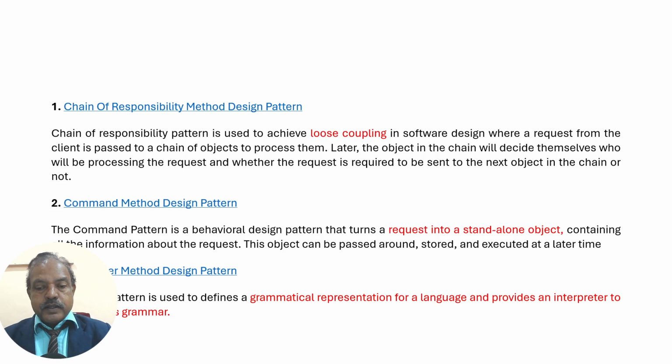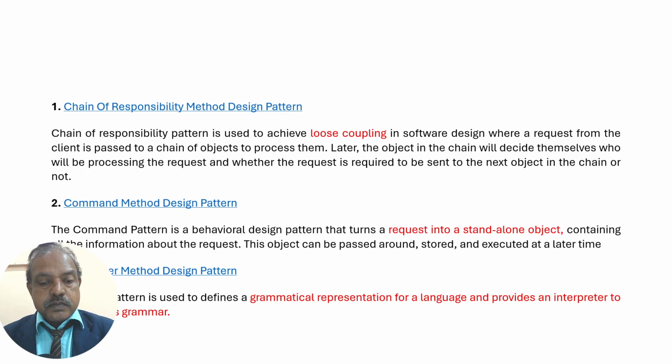So, for example, I particularly say this person has to do this work, that is tight coupling. But if I say some of the students in the class can do it, it is loose coupling. I'm not directly depending on a particular person, but I'm telling that somebody can come and do it. Later, the objects in the chain will decide themselves who will be processing the request and whether the request is required to be sent to the next object in the chain. Say suppose the first person fails, then it can be sent to the second person in the chain. Otherwise, if the problem is sorted out, then stop that process.